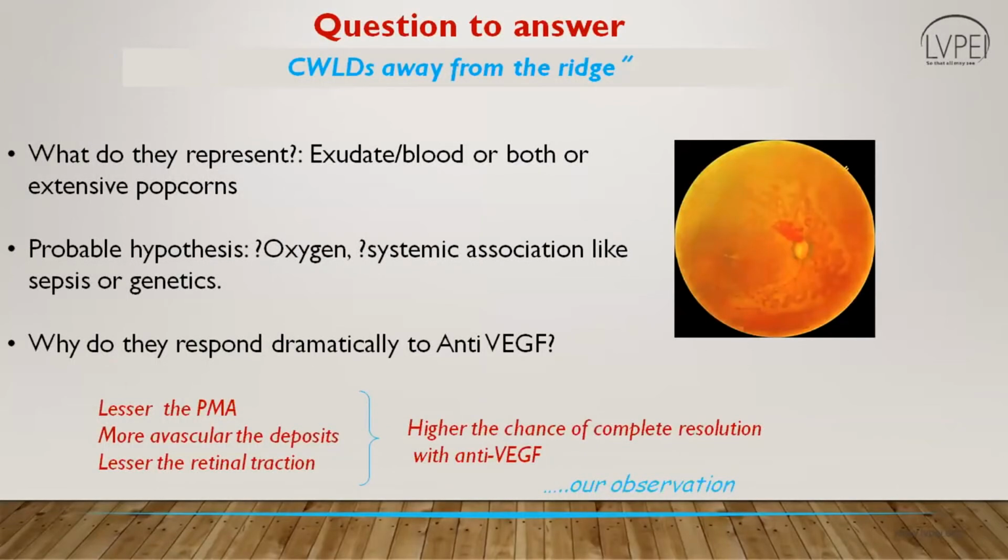So the questions to answer: candle wax-like deposits away from the ridge, what do they represent? Do they represent exudate or blood or both? Or are they extensive popcorns? Are they related to oxygen or systemic associations? Why do they respond dramatically to anti-VEGF? We know that post-laser they also disappear, but with anti-VEGF they disappear like anything.